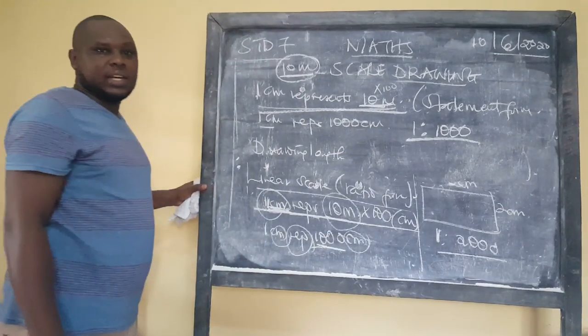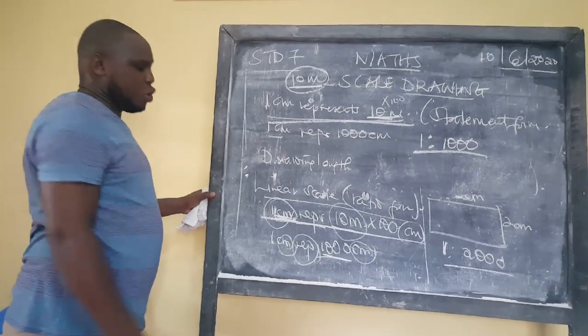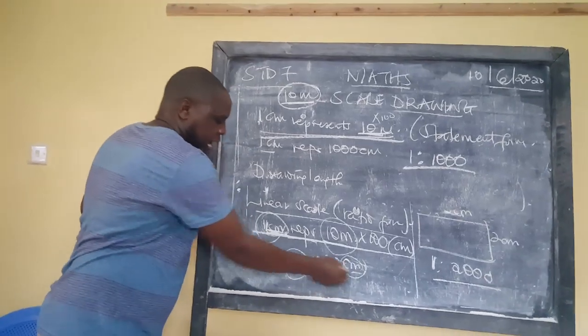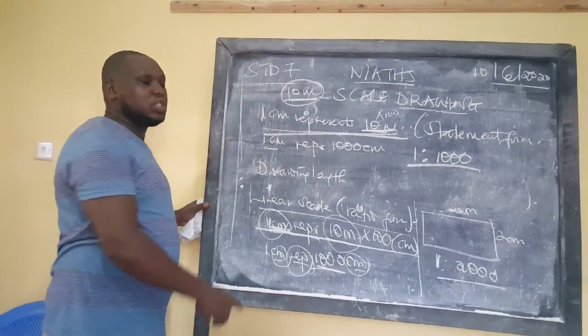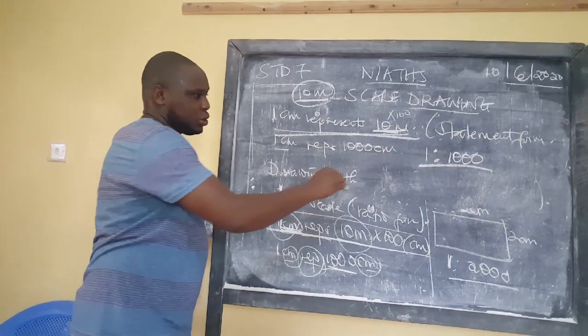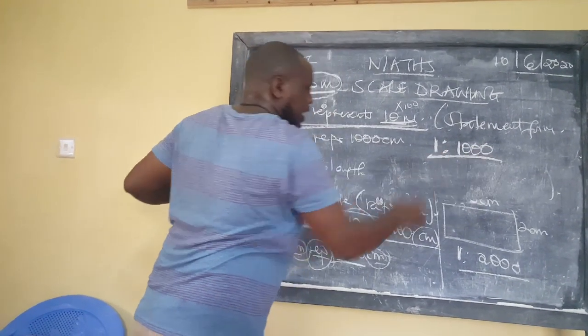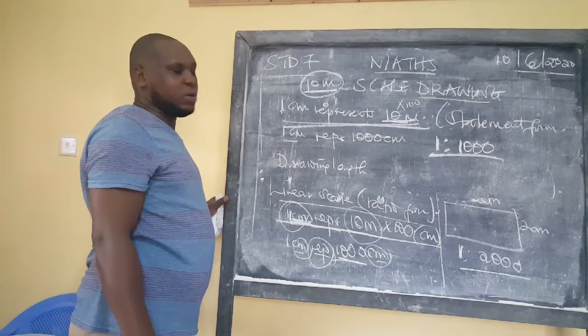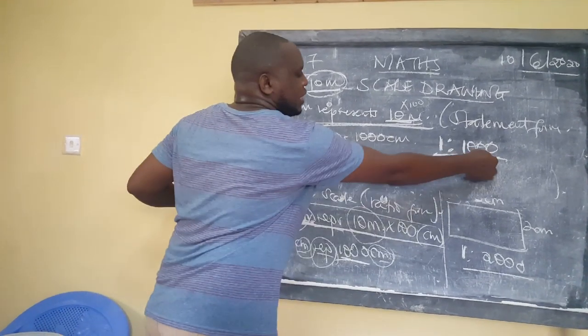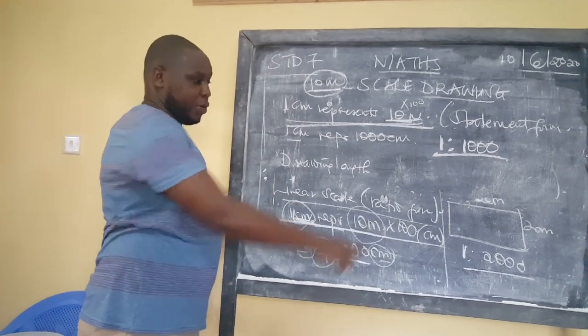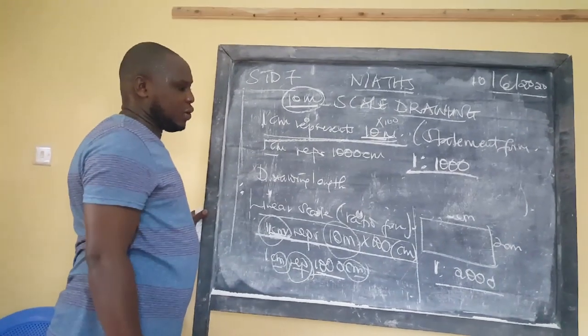So that is the ratio form scale. You remove the units because they are the same, and you remove the word "represents" because this is not a statement scale. It's a ratio scale. So whenever you see a scale written like that, 1:1000, these are centimeters, these are centimeters. So now we come back to our question here.